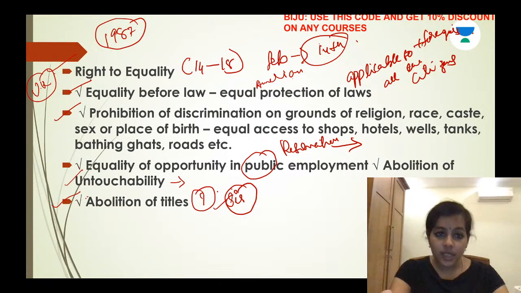Right to equality: equality before law, equal protection of law, prohibition of discrimination on the ground of religion, caste, race, etc. Equality of opportunity in public employment, abolition of untouchability, and abolition of titles. So hope you got a basic idea about the things.